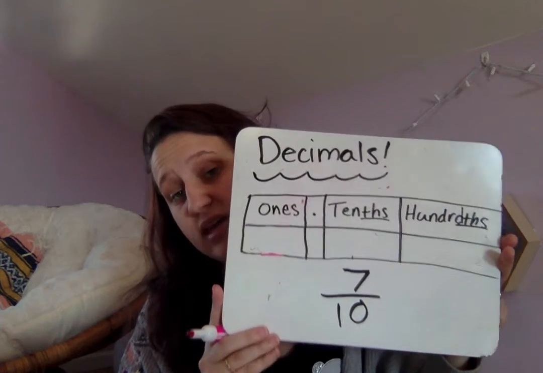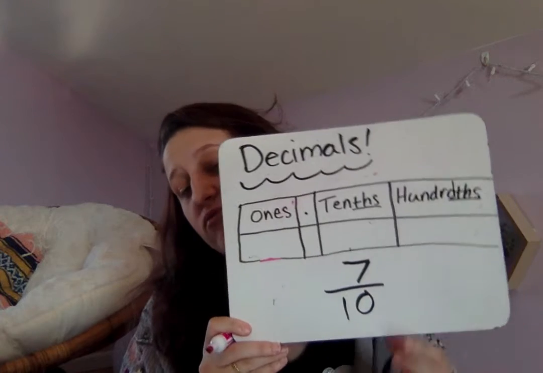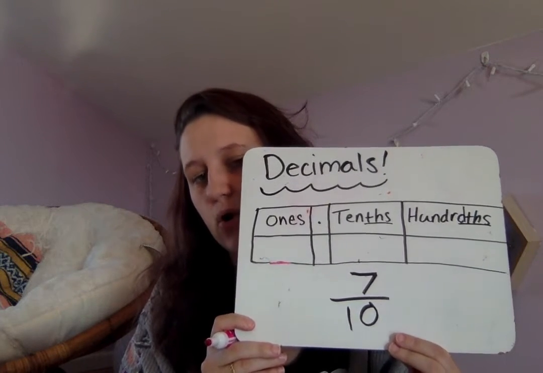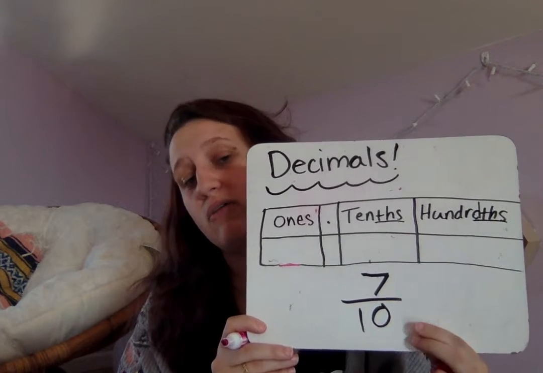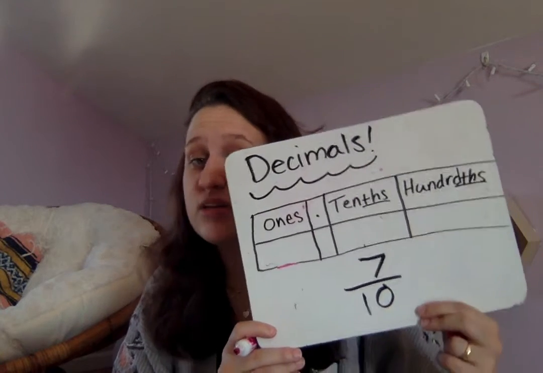All right, so today we're doing chapter 9. This is 9.1, and we're working with decimals. Now, we've done fractions before. When I give you 7 out of 10 pieces of cake, did I give you a whole cake? No, I did not. I gave you part of the cake. So a decimal shows the part also, and it can show different types of parts.